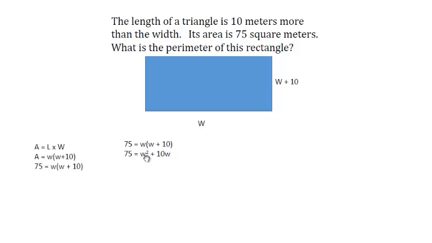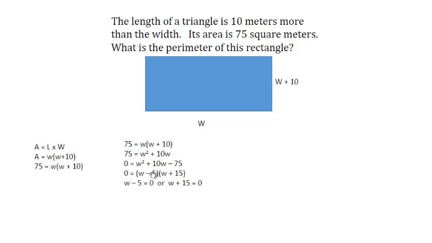The procedure for solving a quadratic equation is to get 0 on one side. So 75 is subtracted and then it's factored. W minus 5 times W plus 15. Those are the factors of 75 that add up to 10. They're negative 5 and positive 15.